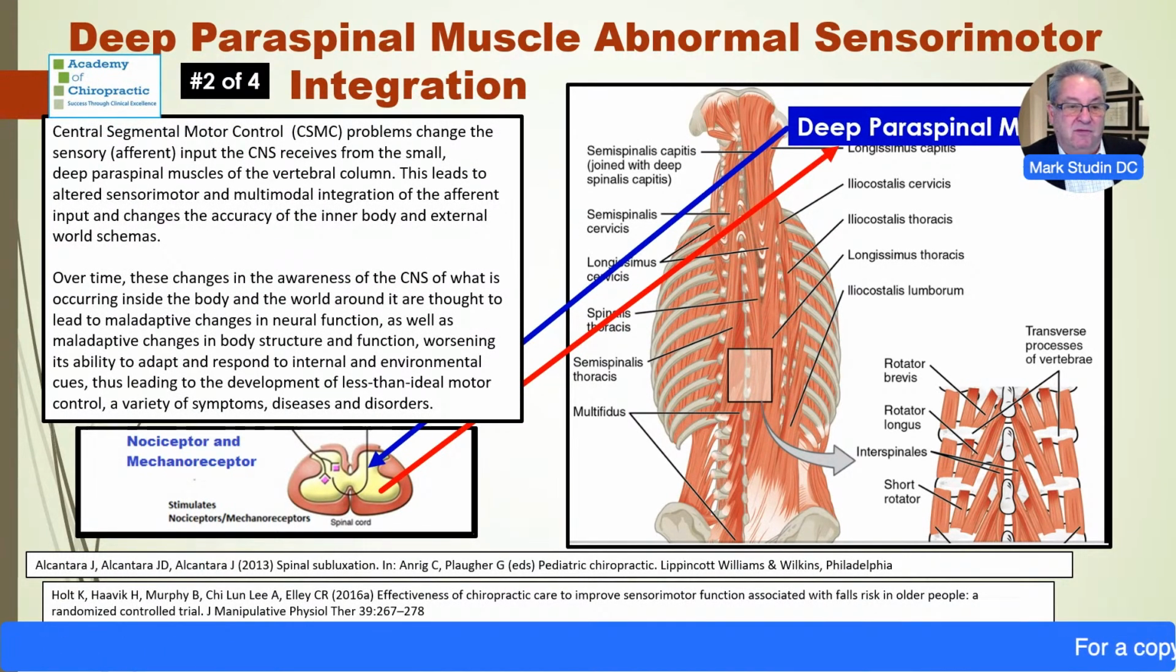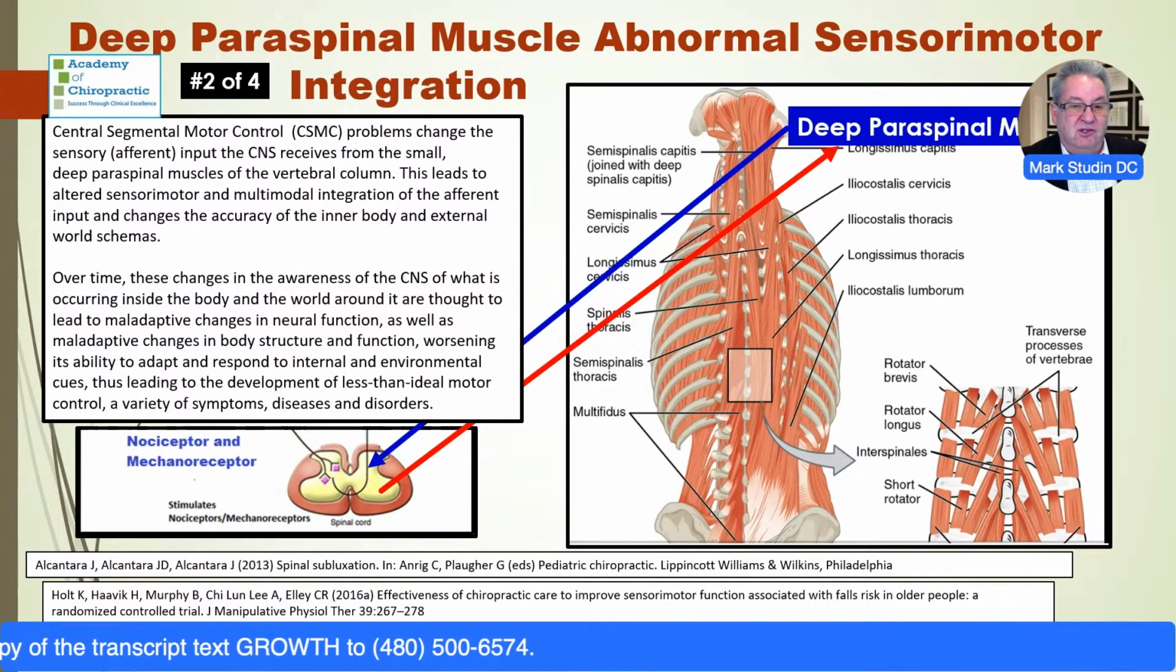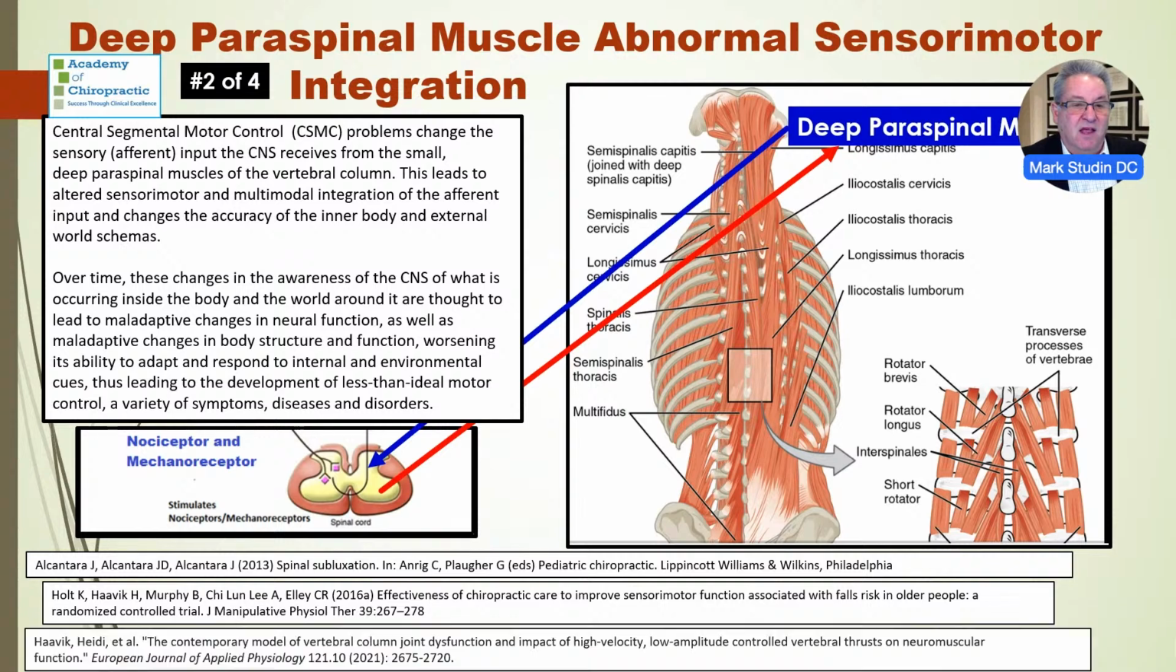This is number 2 of 4. Central segmental motor control problems change the sensory or afferent input to the central nervous system, to the brain, from small deep paraspinal muscles of the vertebral column. This leads to altered sensory motor, it's a tough word, and multimodal integration of the afferent input, and changes the accuracy of inner body and external world schemas. It doesn't know where you are in time and space.